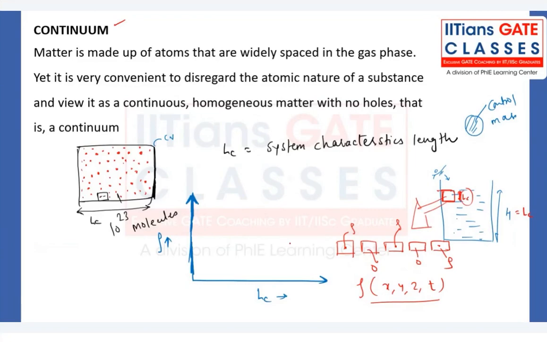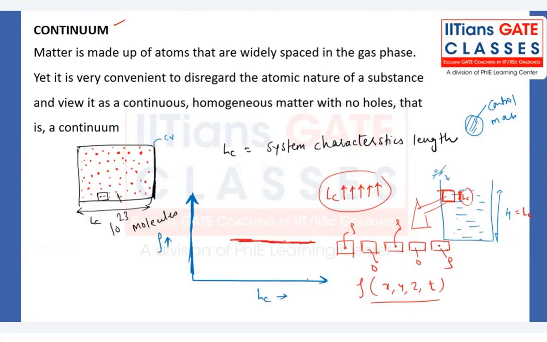Now here, if the system characteristic length is very, very high, the density is constant. If the system characteristic length is very high, the room size is very large, the glass size is very large, the glass height is very large, then no need to worry, the density will be constant.